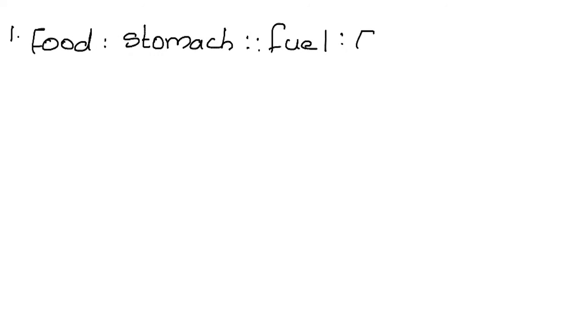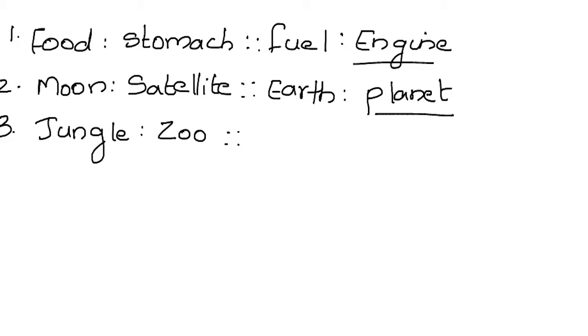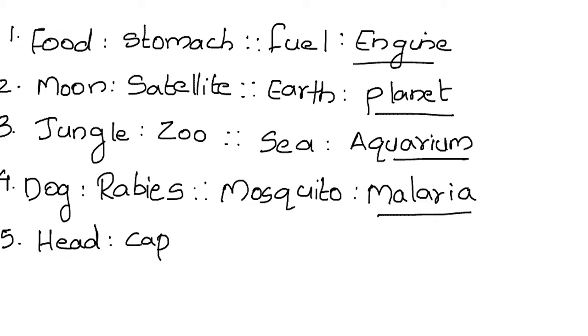Food, stomach. Then fuel is processed by engine. Moon, satellite. Then earth is planet. Jungle, zoo. Sea, aquarium. Dog, rabbits. Mosquito, malaria. Finger, thimble.